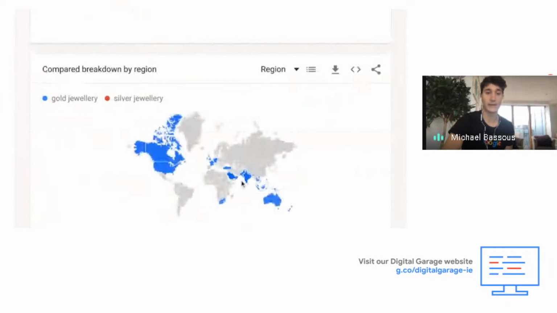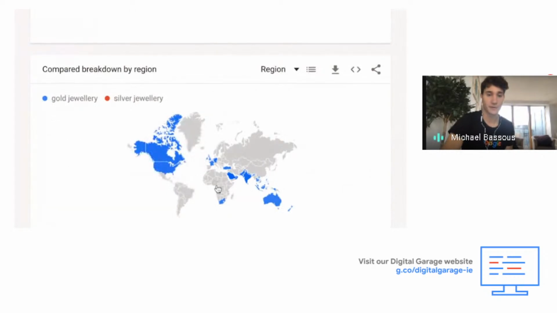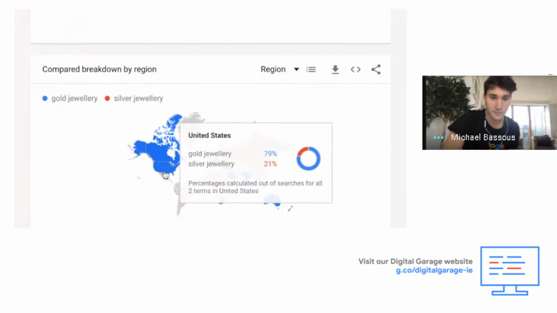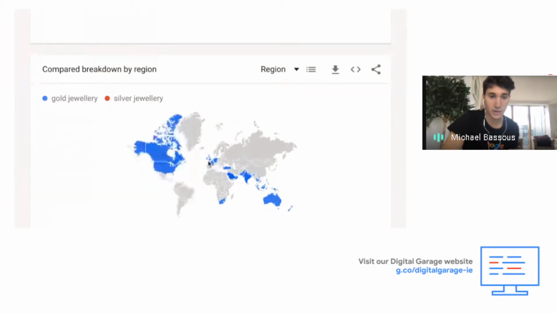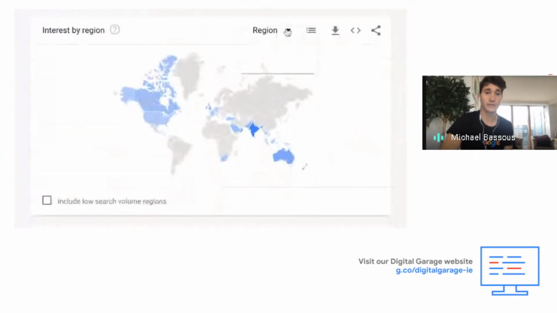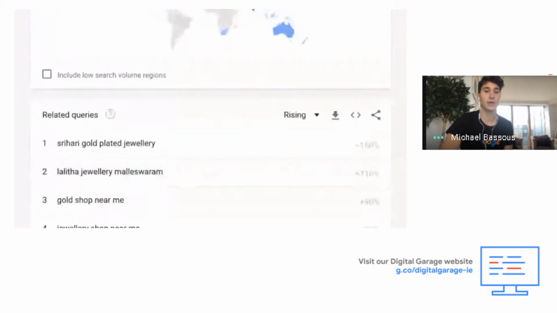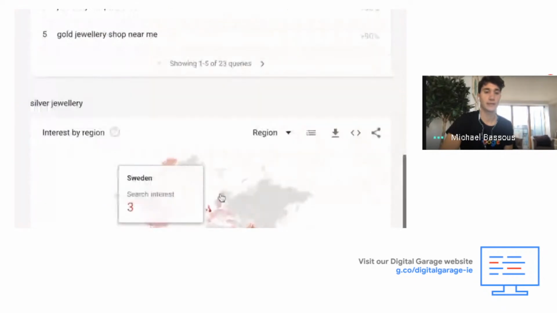Okay, so worldwide gold is much higher relatively. And when we look at the heat map, the US, Canada, Australia, a bit of India, South Africa, and UAE, UK, Dublin, Germany, France are the regions that search for this more and more. As I said, we're looking into region, but we can also deep dive into cities. And these are related queries that we're looking at.